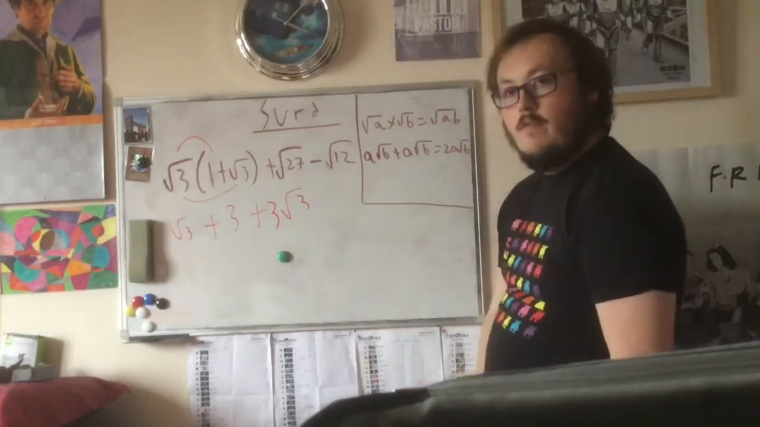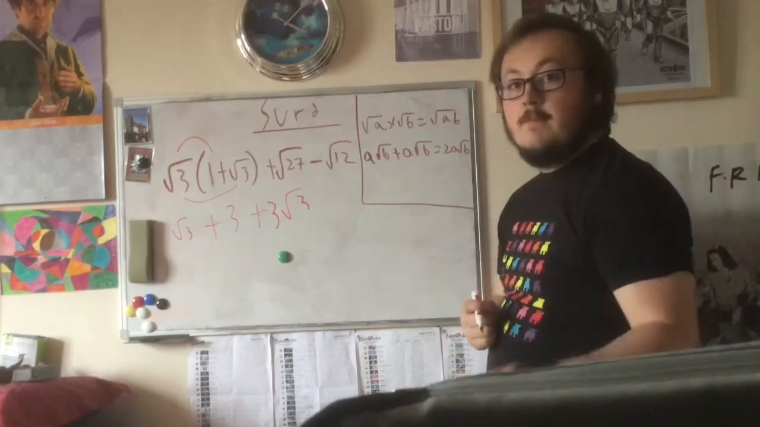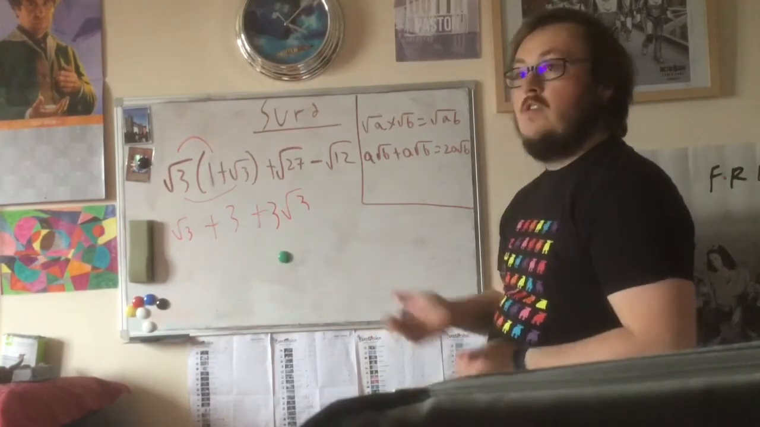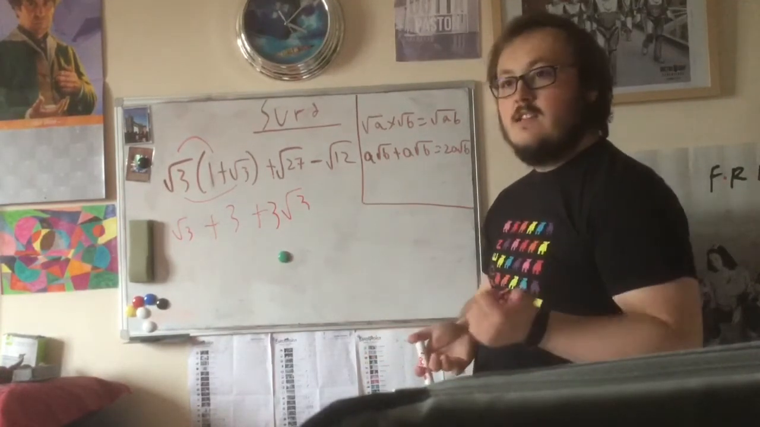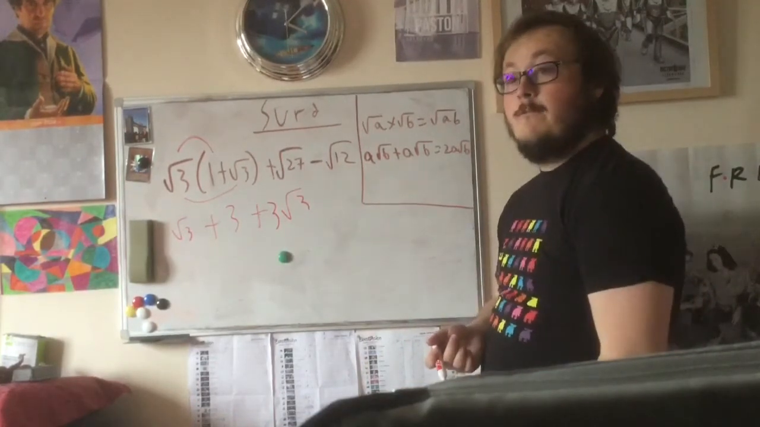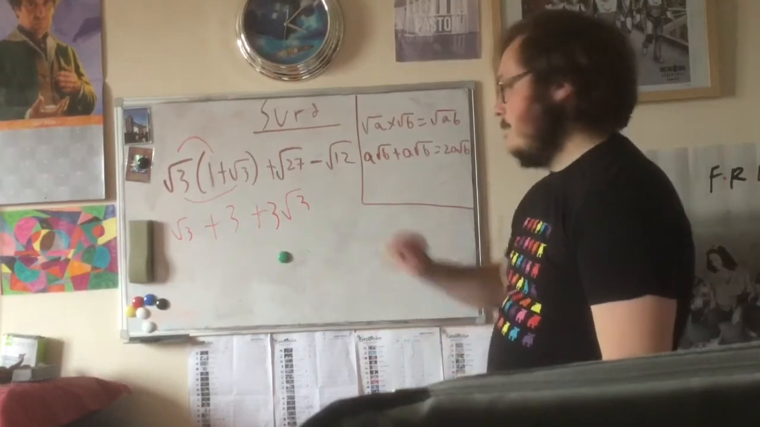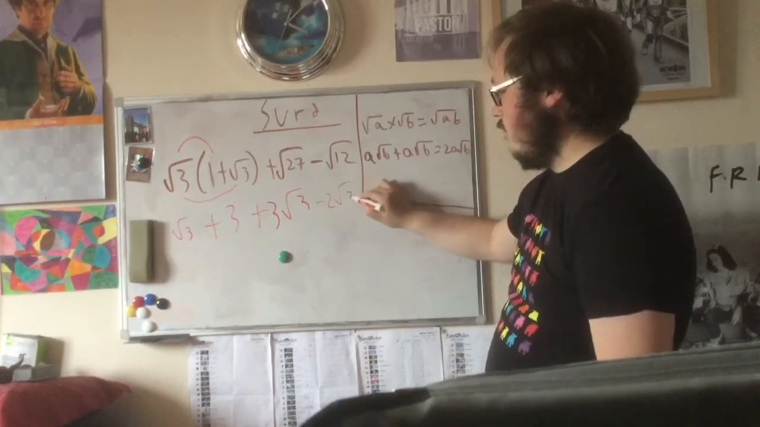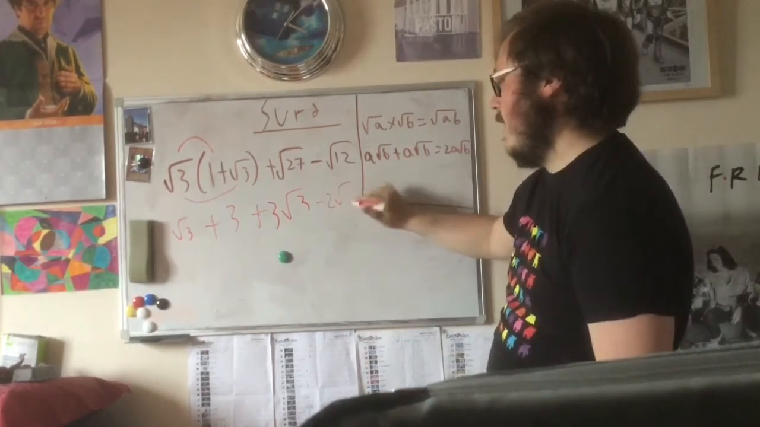Now root 12, we could find two factors, and one of them has to be a square number. So we can do 1 and 12, well, it doesn't work. 6 and 2, neither of them are square. 4 and 3, that works because 4 is a square number. So this becomes 2 root 3. I need to make that 3 a bit clearer.